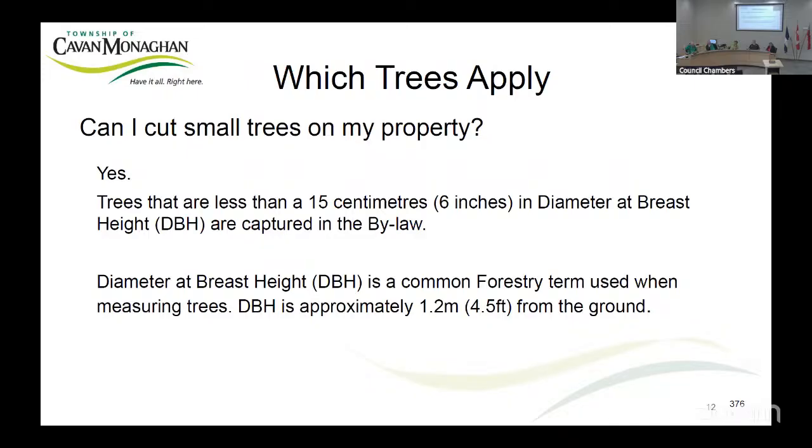Can I cut small trees? Yes. Again, we're only looking at substantial trees that we've defined as 15 centimeters or 6 inches around. This was a comment that I sought actively from participants and said, how do you feel about this? This is one of the things that we wanted to hear back from. We didn't get any comments about thickness of trees, so we left it as it is. And for clarity, the diameter breast height, that's a forestry term that's used, and it's typically about 4.5 feet off the ground, and that's where you measure from.